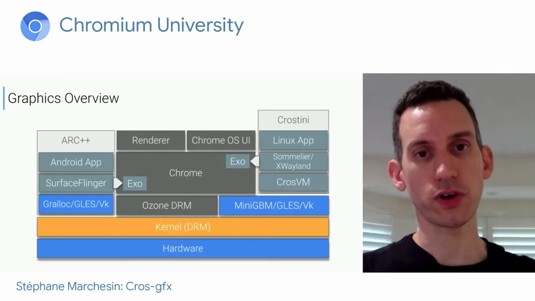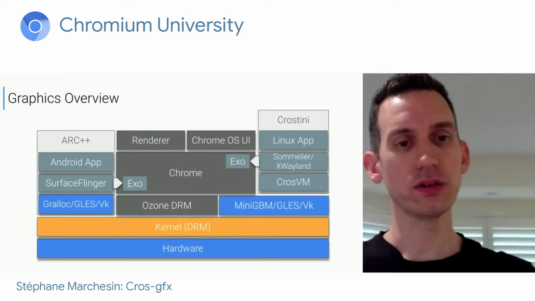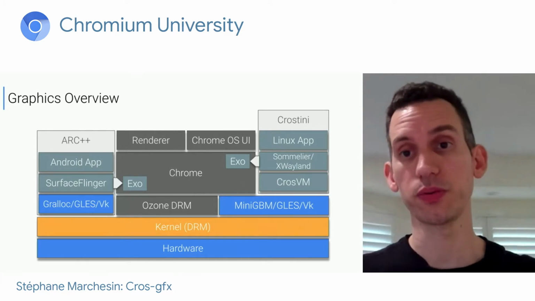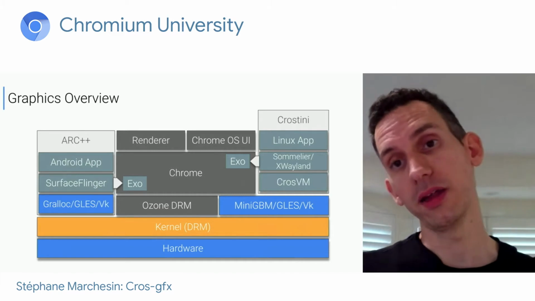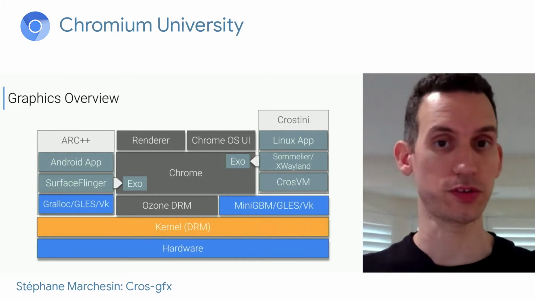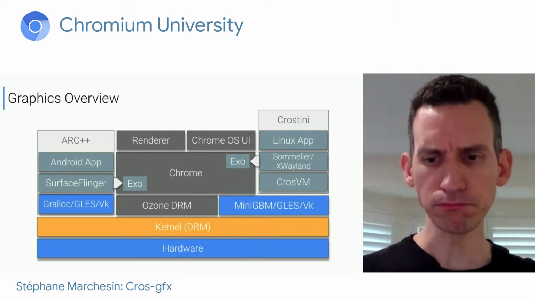So that's it for our hardware. Let's take a look at the software stack. And the first level of the software stack, the first stop, is the kernel. And in particular, what's interesting here is the kernel graphics subsystem called DRM. So what's DRM?